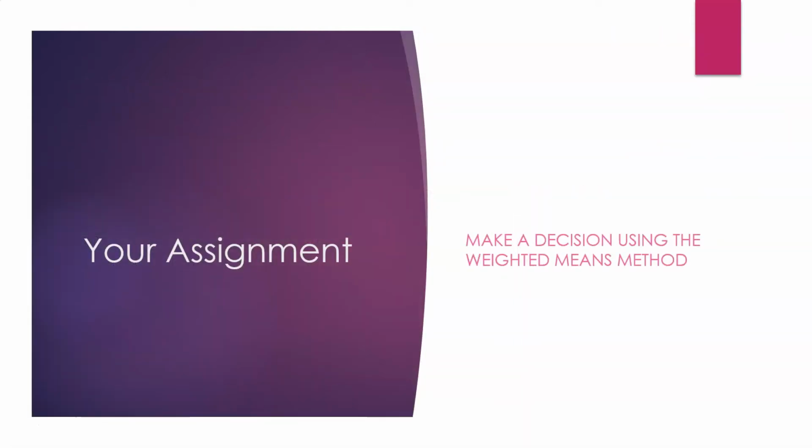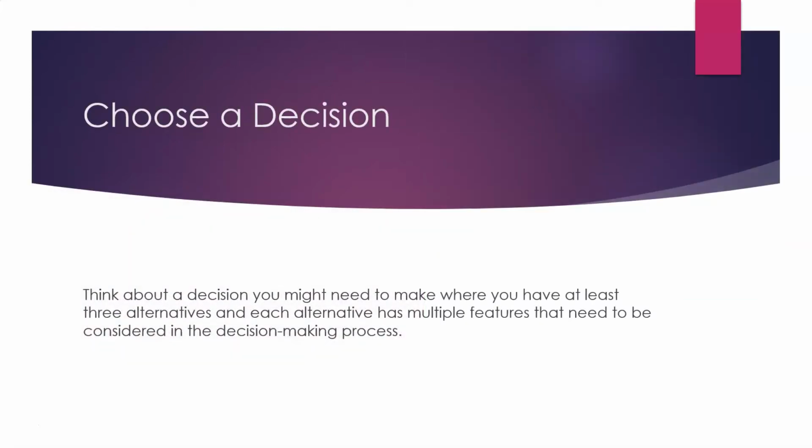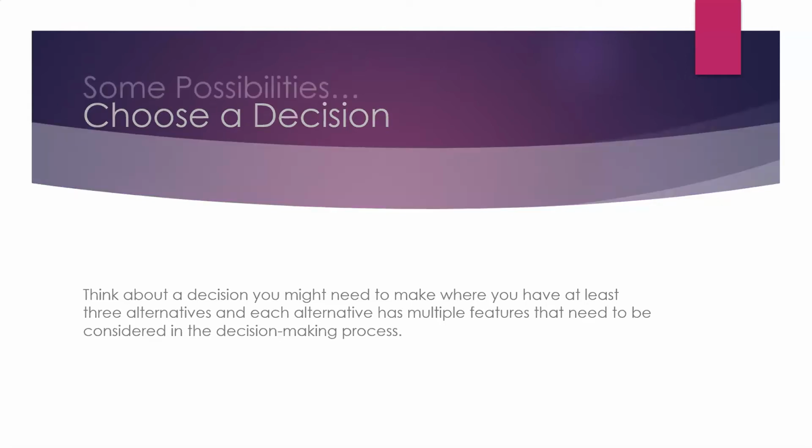So your assignment is to make a decision using the weighted means method. First, you need to choose a decision. Think about a decision you might need to make where you have at least 3 alternatives, and each alternative has multiple features that need to be considered in the decision-making process.